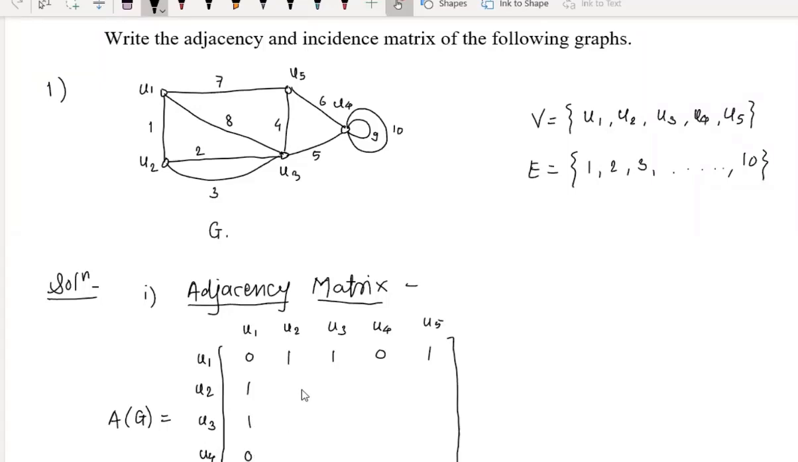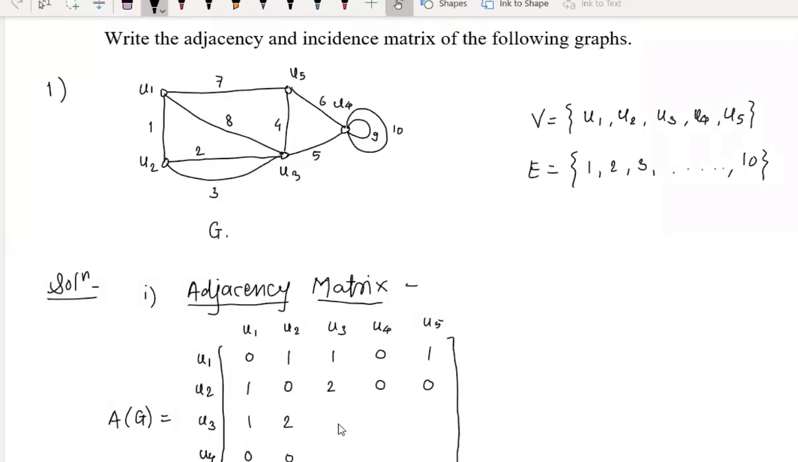Okay. Then U2 to U2, no edges, so it is 0. U2 to U3, how many edges are there? 2 edges are there. U2 to U4, no edges, 0. U2 to U5, no edges there. Then same, second row, I copy as it is in the second column. So this is 2, 0, 0.